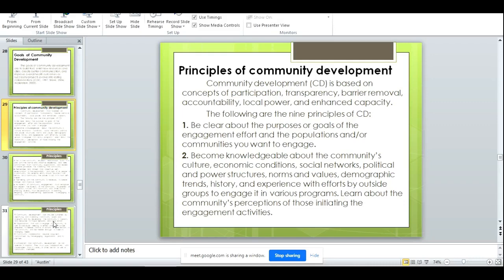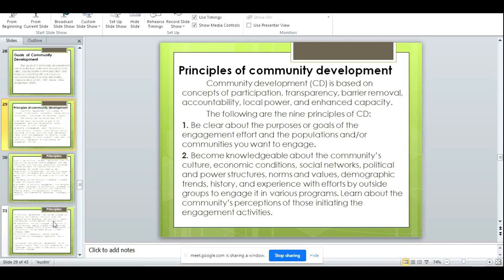So number 2, you have to become knowledgeable about the community you have targeted. You have to be knowledgeable about their culture, the economic condition of the community, the social network, the political and power structure in the community, the norms and values of the community, because you have to respect the norms and values of every community you are trying to develop, you are trying to gain access to. You also have to understand and gain knowledge about their demographic trends, the history, and experiences with efforts by outside groups to engage in various programs.